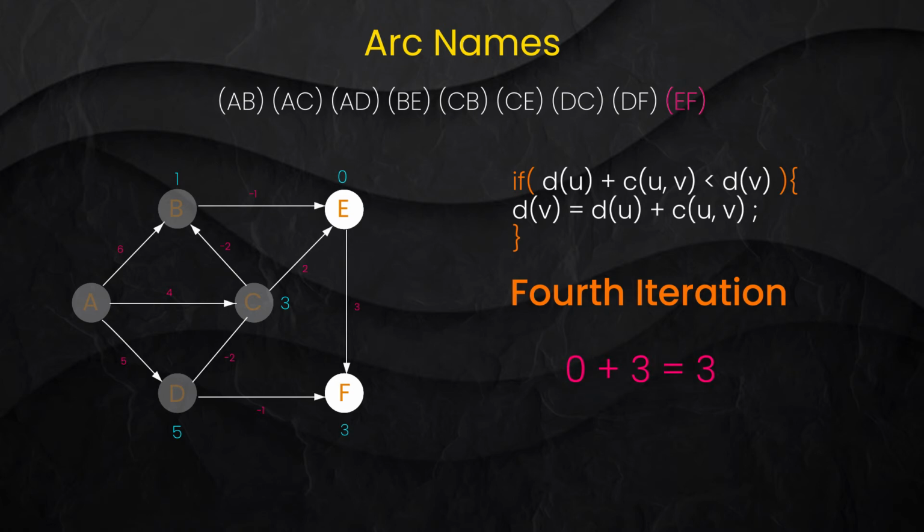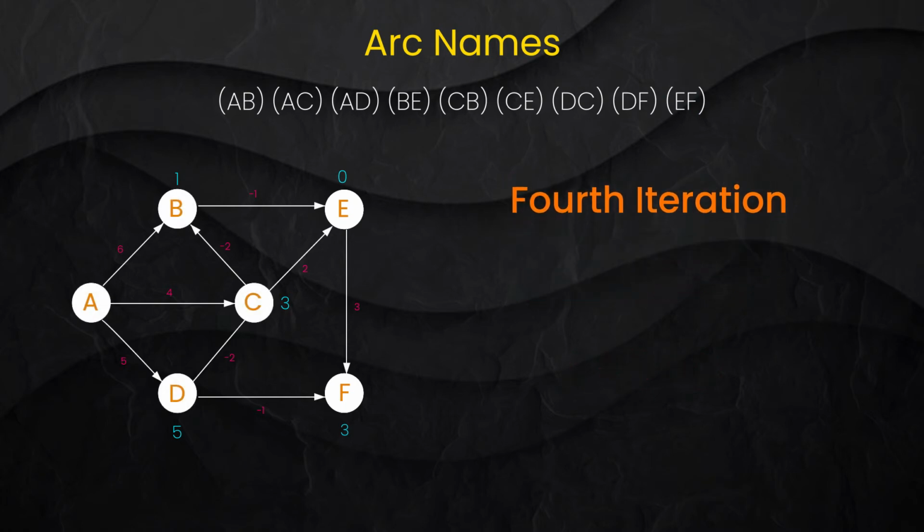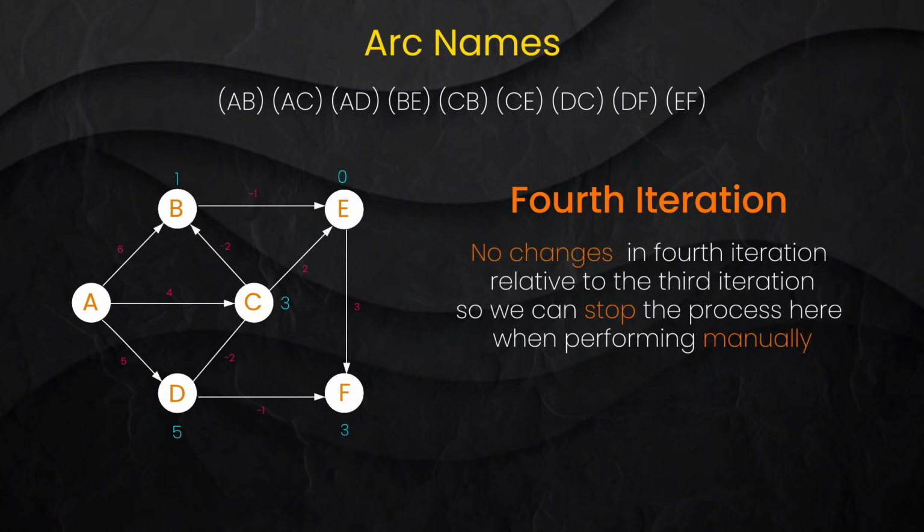So the fourth iteration is completed. In this particular iteration, you don't have any relevant changes from the third iteration to the fourth iteration. So while performing this manually, you can stop your iteration at this point.